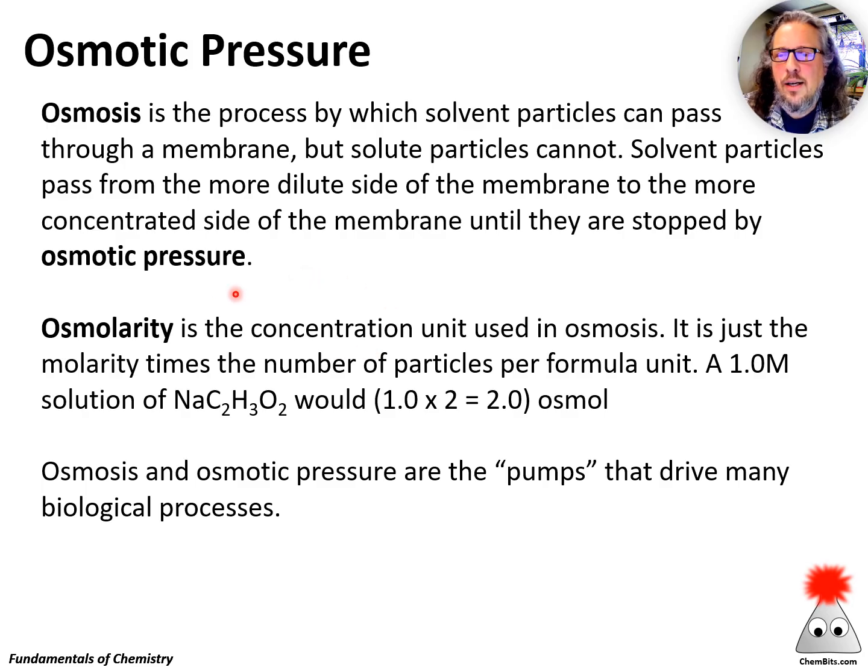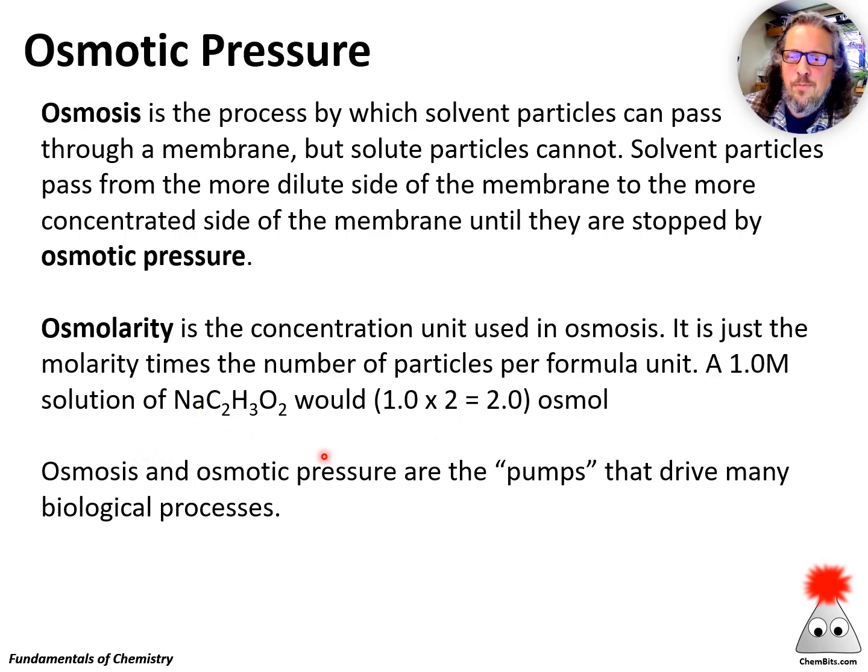Osmosis and osmotic pressure often use a concentration unit called osmolarity, which should look kind of familiar because osmolarity is just molarity times the number of particles per formula unit. So every time we've been looking at ionic solutes, we've kind of been using osmolarity. We've been multiplying by the number of solute particles per mole of solute to get our concentration. Well, really, we were looking at osmolarity there. So it works the same way. It's just a matter of increasing and decreasing concentration based on the number of particles per mole of solute.